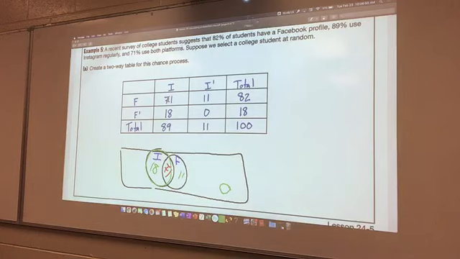Wouldn't it be easier to do all this first? I mean, you could do either. It's all from this, it's all the same. All right, well, how would you set up Facebook or Instagram? 18 plus 11.